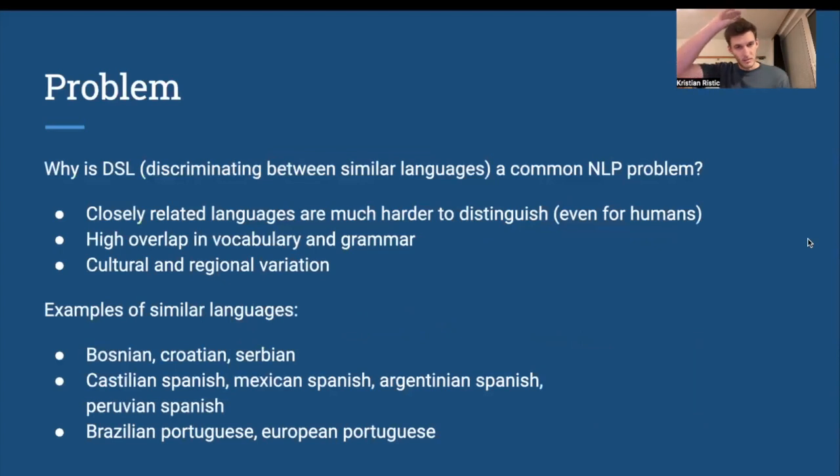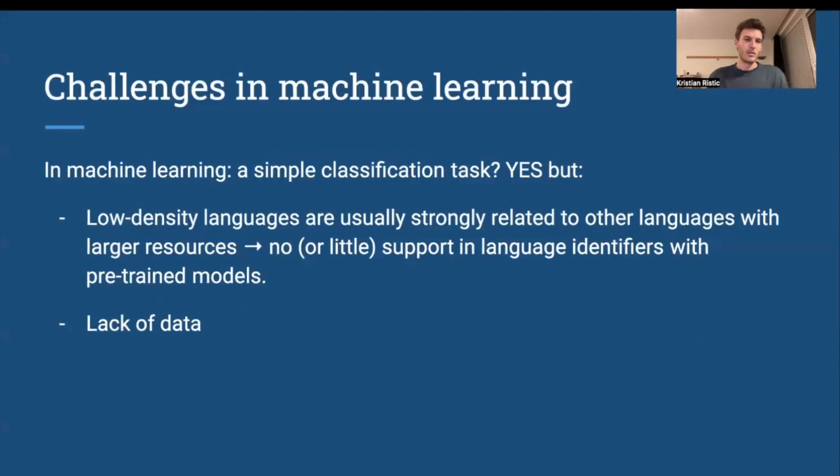This is a still common and hard NLP problem, because it's very hard even for a native speaker to distinguish between similar languages. This is mostly due to the high overlap in vocabulary and grammar. Some examples that we're dealing with are different variations of Spanish and Portuguese. One could say this is then a simple classification task in machine learning, and it is, but it's simply a harder one than just identifying main languages.